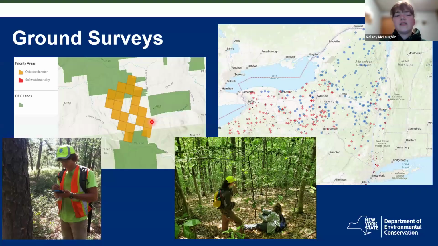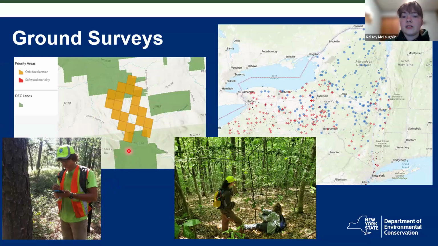We also do quite a lot of ground surveys. So this here on the left is what it might look like whenever a person on the ground is trying to follow up on a flight. So this was some oak discoloration that somebody flew over in the Adirondacks that gets sent to somebody's phone. You can use your phone to navigate right to it and then fill in information on those trees.